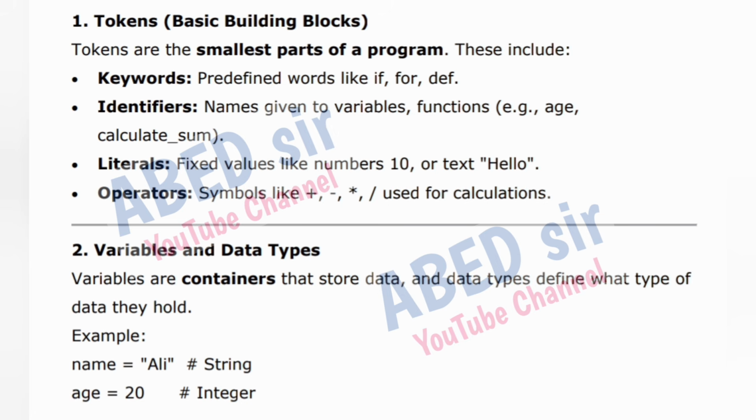2. Variables and data types. Variables are containers that store data, and data types define what type of data they hold. Example: name = "Ali" # string. age = 20 # integer.